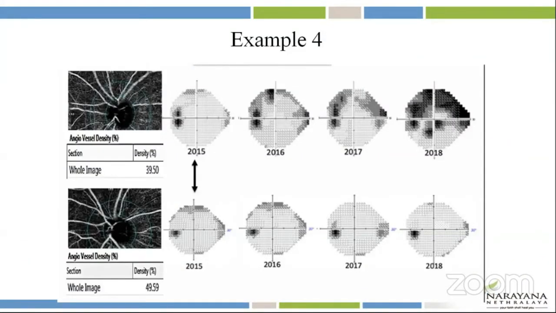This was an example of two PACG patients who had similar visual fields at presentation. However, we noticed that the first patient had a higher rate of progression compared to the second patient. When we looked at the vessel density, the first patient had a reduced vessel density of 39.5%, while the second patient had 49.59%.